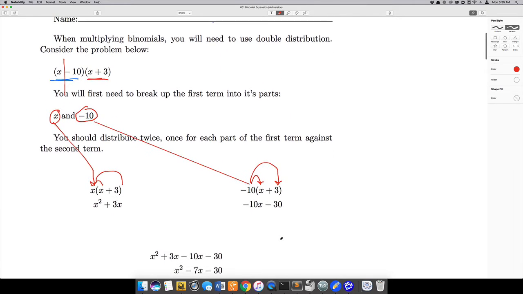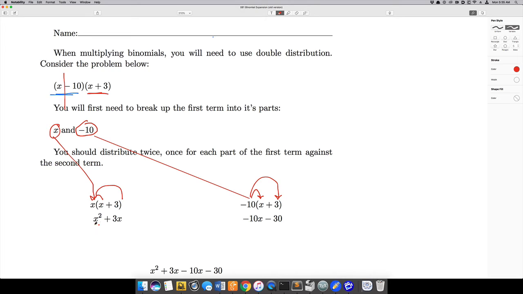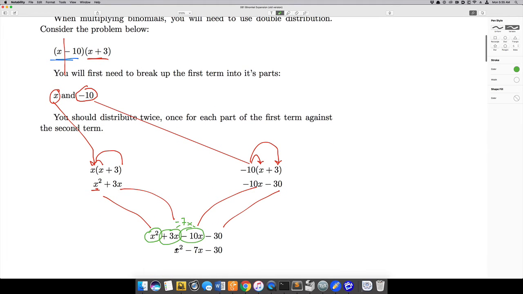Then we combine the terms. We take the x squared, we bring it down here, and then we bring down the 3x, and we bring down the negative 10x, and we bring down the negative 30. We bring them all together. You can combine like terms. There's no other terms with squareds, so that just stays as x squared. However, this positive 3x and negative 10x, 3 minus 10 is negative 7x. So these two become negative 7x, so that your final answer is x squared minus 7x minus 30.